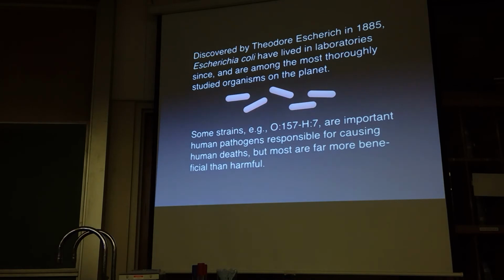There are some that are important human pathogens. The strain O157:H7 was responsible for labels on ground beef telling you don't eat it raw. O157:H7 can cause hemolytic uremic syndrome, which kills people. You shouldn't eat raw meat anyway. There's other things in there.